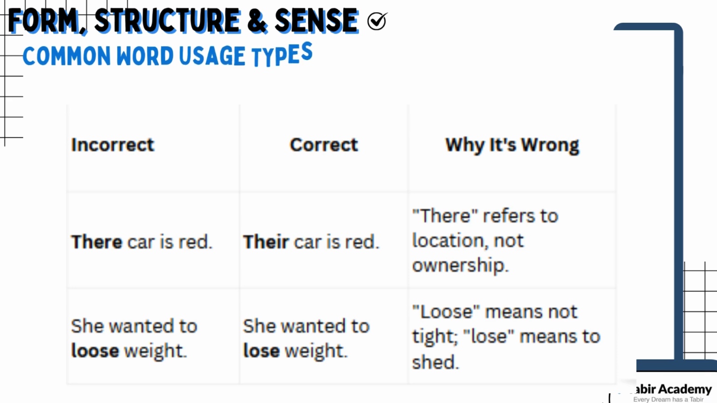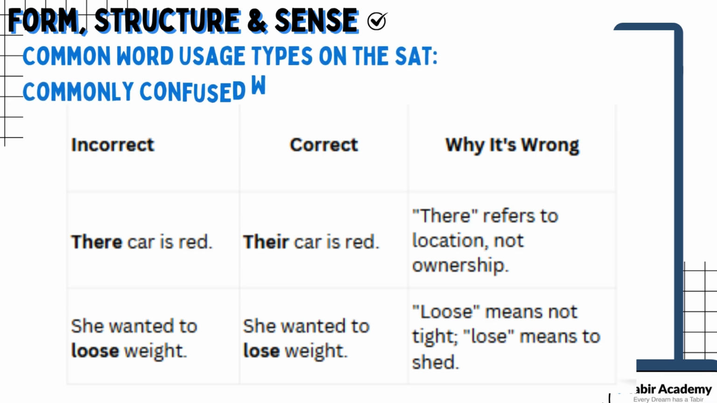So common word usage types on the SAT are commonly confused words, जैसे कि incorrect version होगा "there car is red." Correct is "their car is red." Why it was wrong? Because there refers to a location, not ownership, while their refers to ownership.